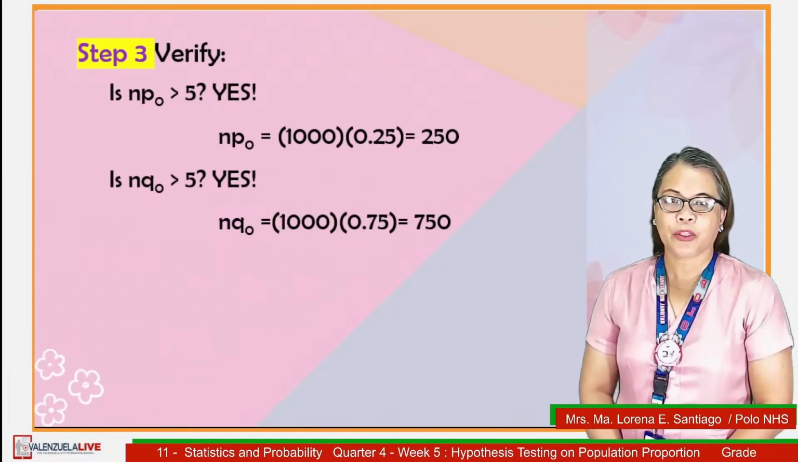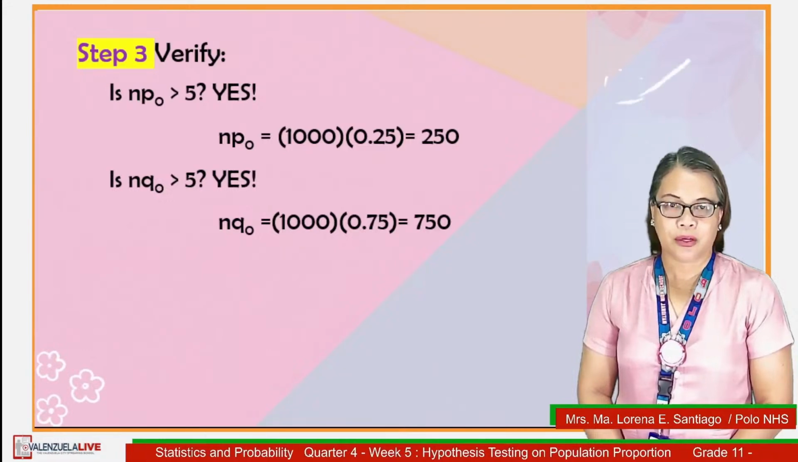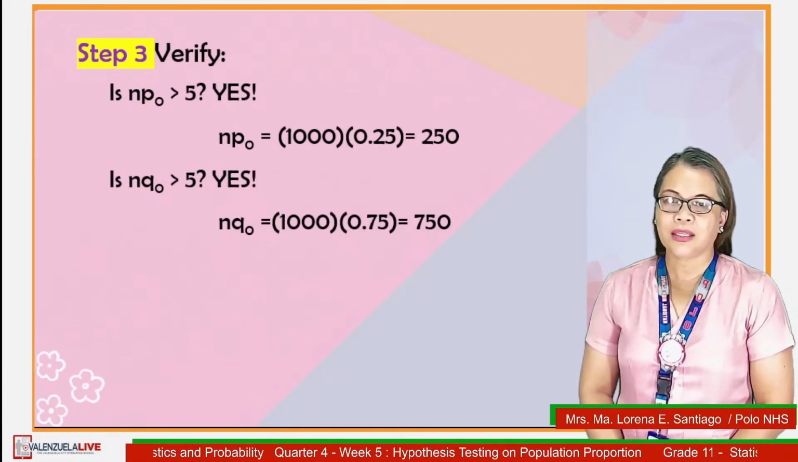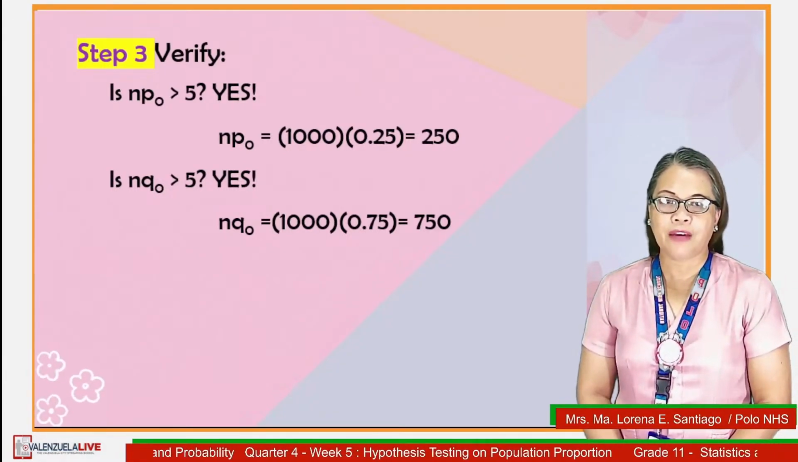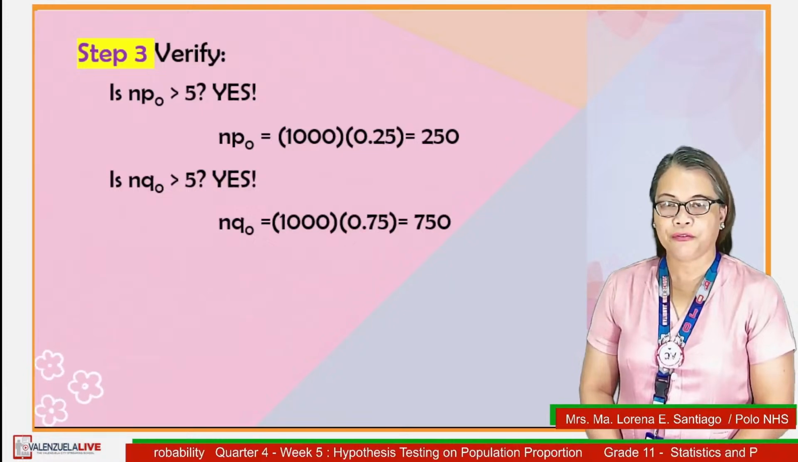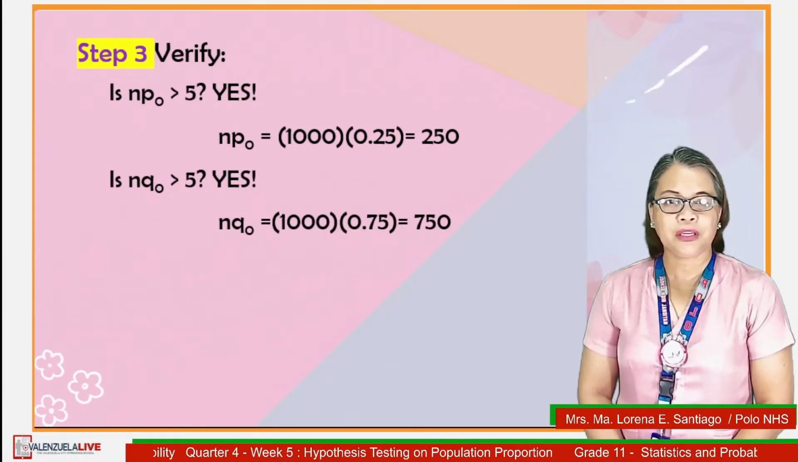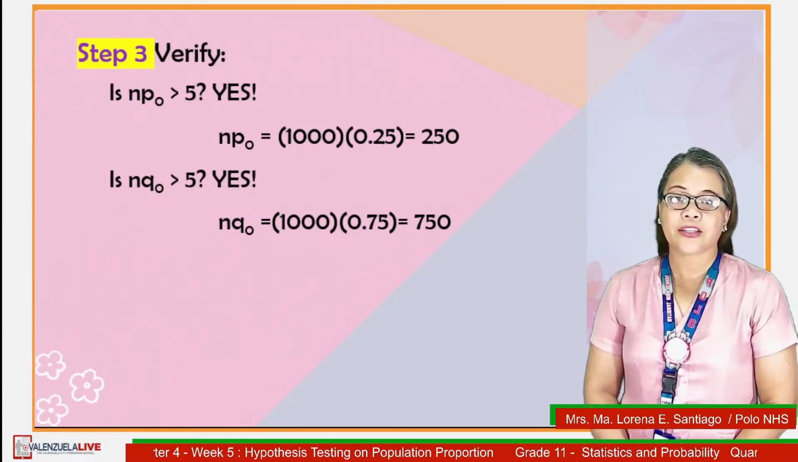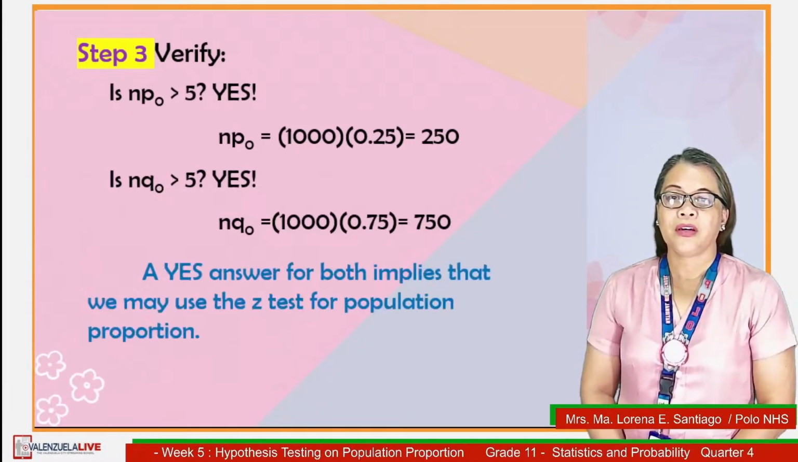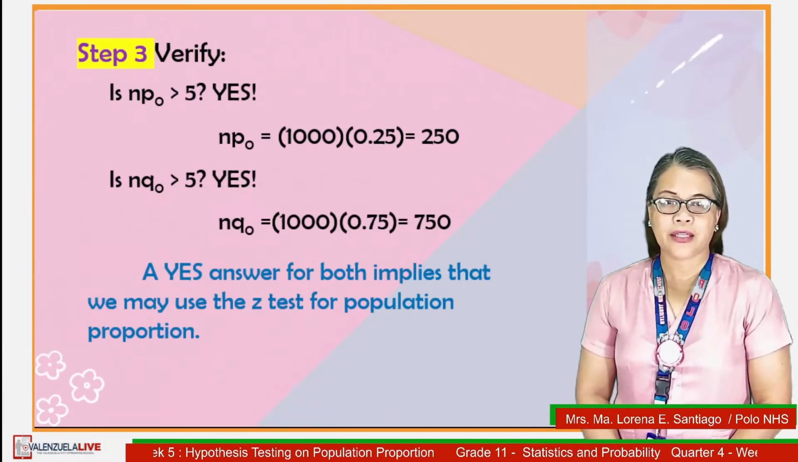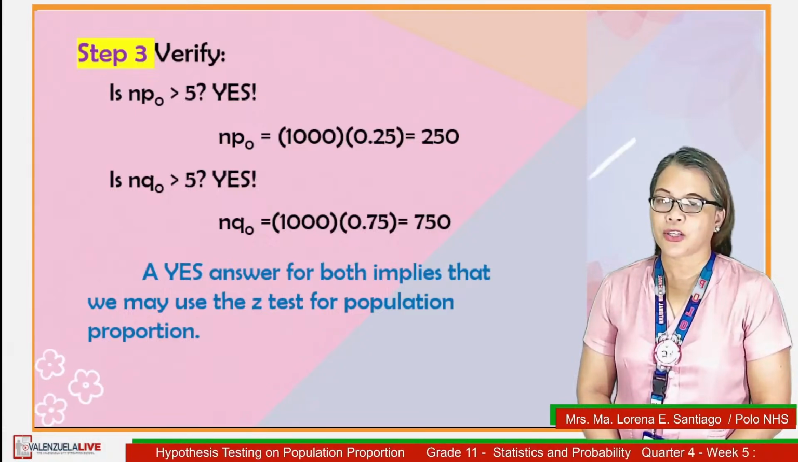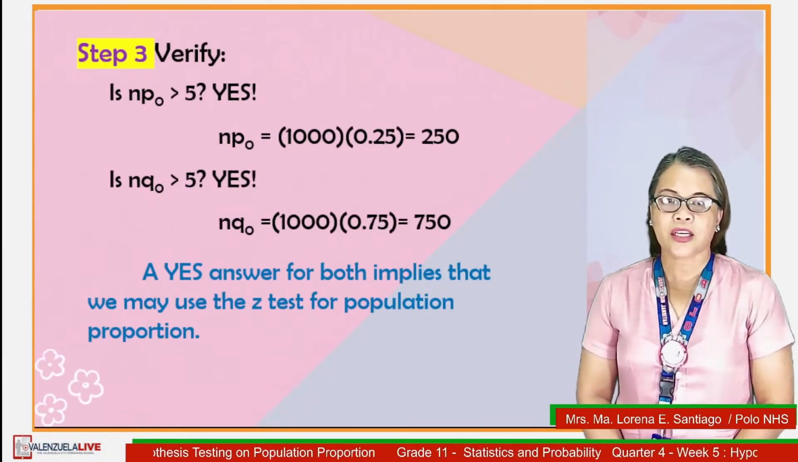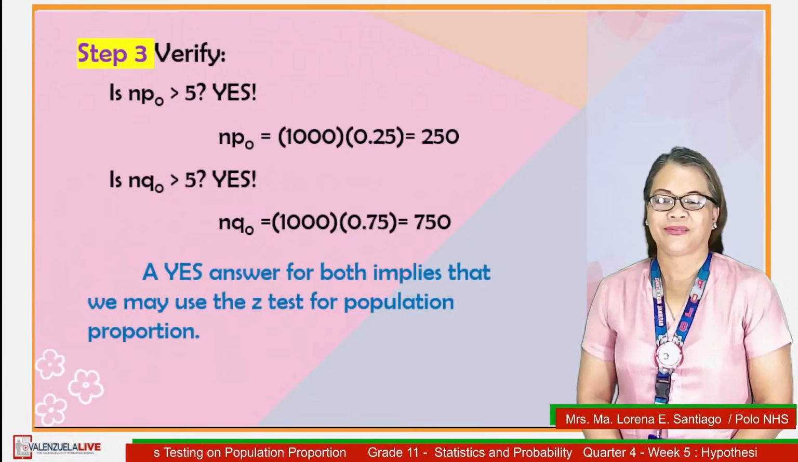For question number 2, n times q sub 0 is equal to 1,000 times 0.75, which is equal to 750. And 750 is greater than 5. Therefore, our question again is answerable by yes. Since both are answered by yes, this is an indication that we can now use the z-test for population proportion.